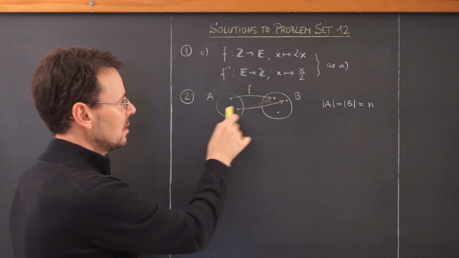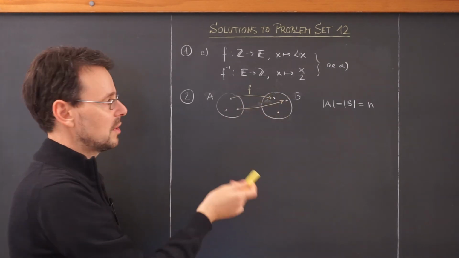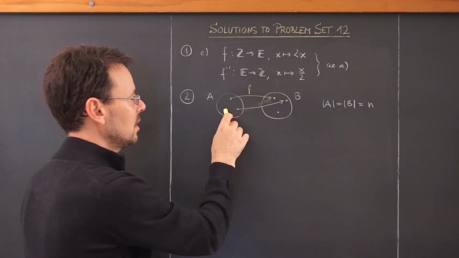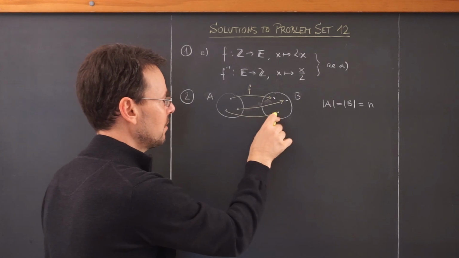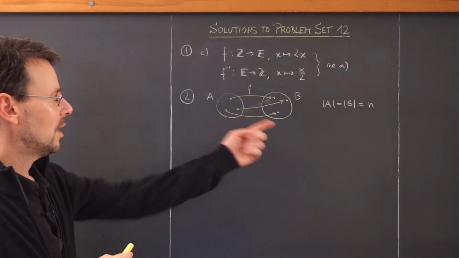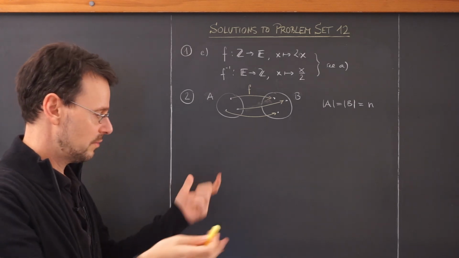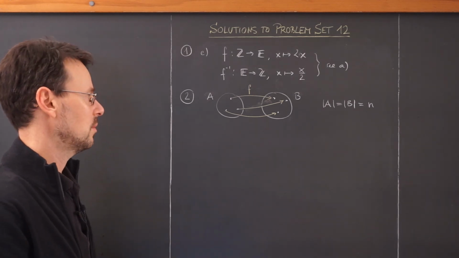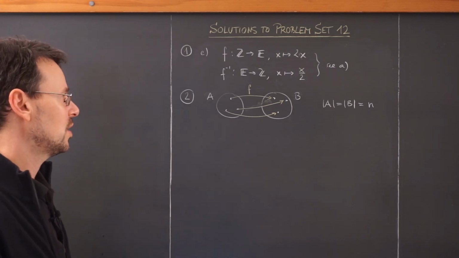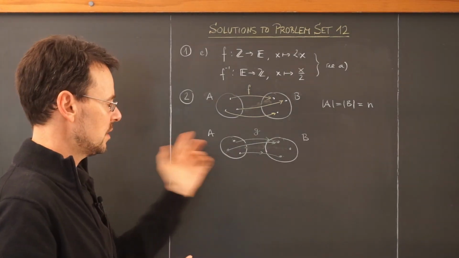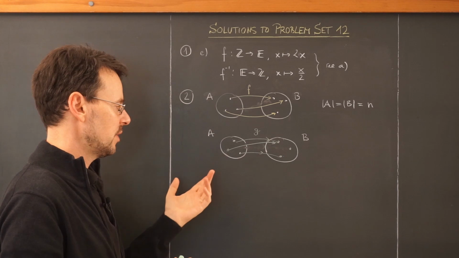And again, this here can't be mapped to one of those, because that would contradict the injectivity, and there's only one point left. And we see that f is automatically surjective and, of course, then bijective. Okay? This is for injective f. It's easiest to argue by way of contradiction.